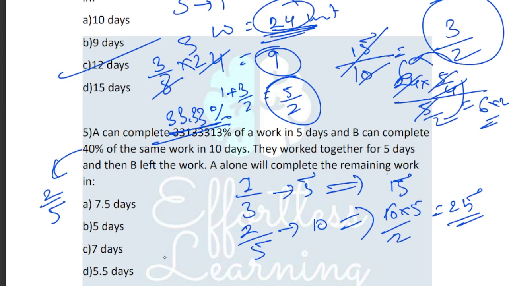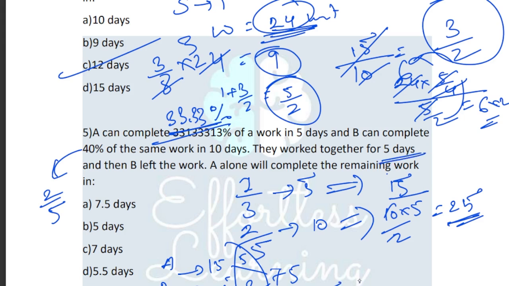So we have the total days for A and B, 15 and 25. So the total work I am assuming is 75. So the efficiencies will be 5 and 3. Now they are working together for 5 days. That means an efficiency of 8, right? Combined efficiency is 8, and for 5 days they are working.